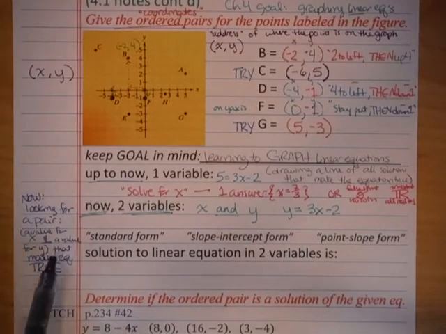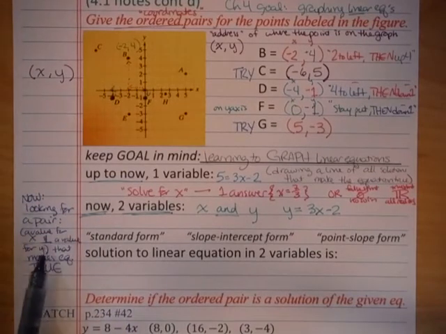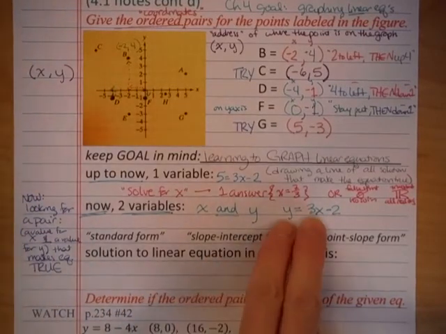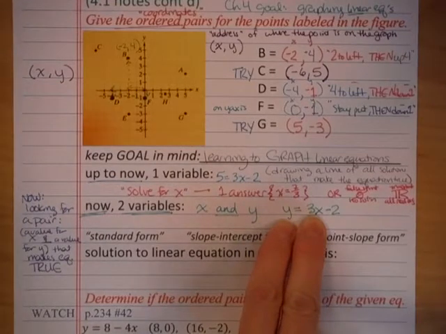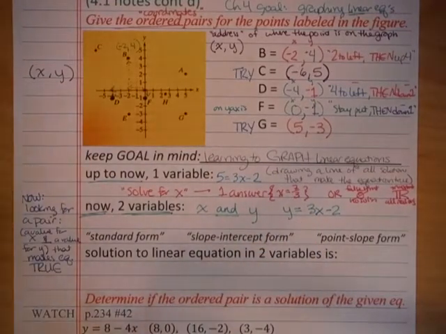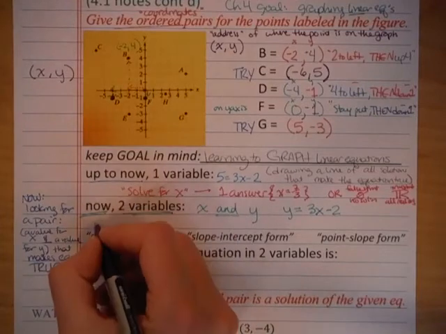Now we're looking for a pair where you have a value for x and a value for y that when you plug them both in, it makes the equation true. Okay? What that creates is an ordered pair.